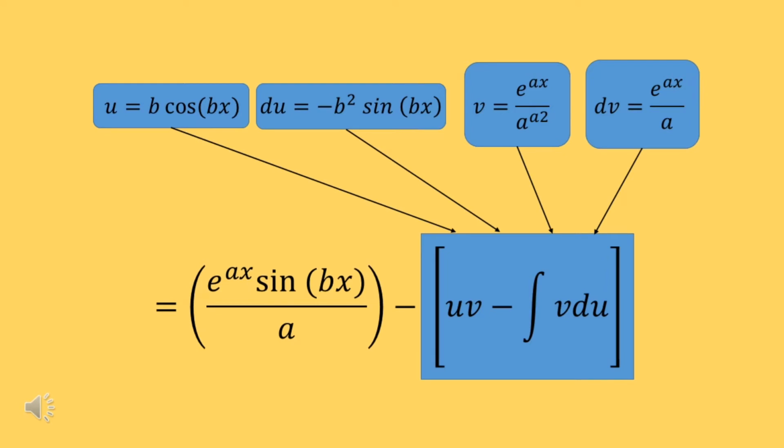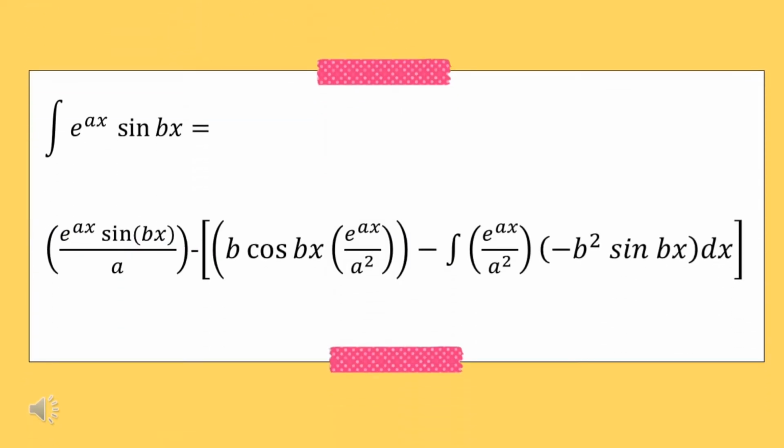After we got all of them, u, du, v and dv, we arrange all of them based on the formula. After that, we got exponent ax sine bx over a minus open bracket b cos bx multiplied by exponent ax over a square minus integration of exponent ax over a square in negative b square sine bx, and close the bracket.